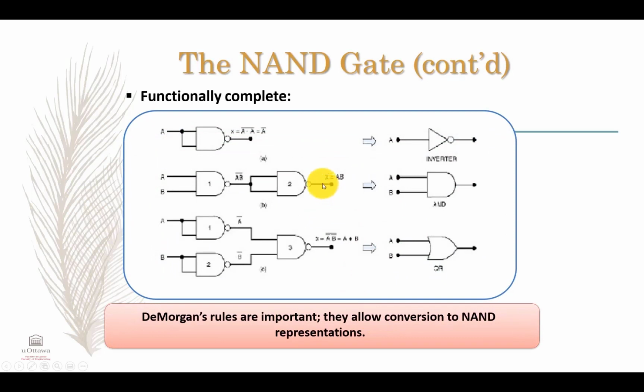Now, let's take a look at the NAND again. Okay, I can implement an inverter with a NAND only by feeding A and A, so both of them are prime, equal to A prime. So basically, I was capable of implementing an inverter with NAND only.